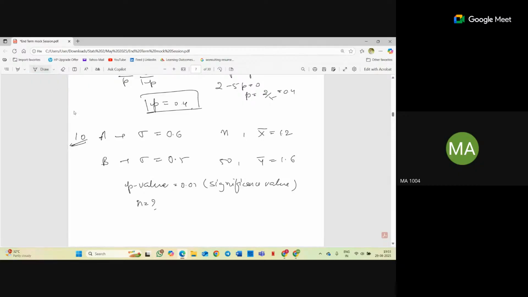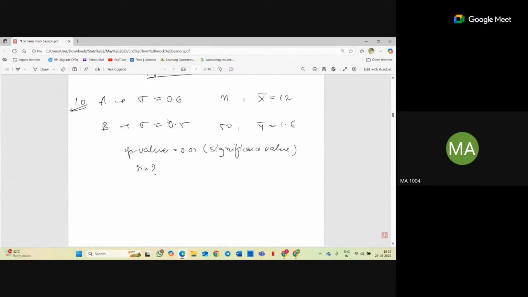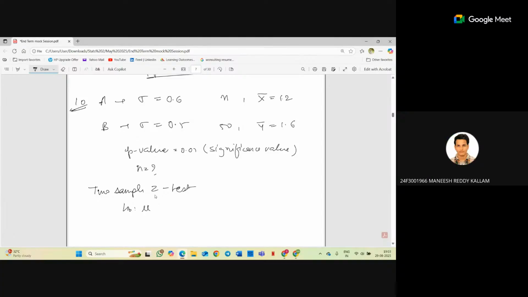Now we have the 2 samples here. We have the standard deviation given as well. So this is basically a 2 sample t test. Now what is my H naught here? The null hypothesis: mu A equal to mu B, that is mu1 equal to mu2, and my alternative would be mu1 not equal to mu2.